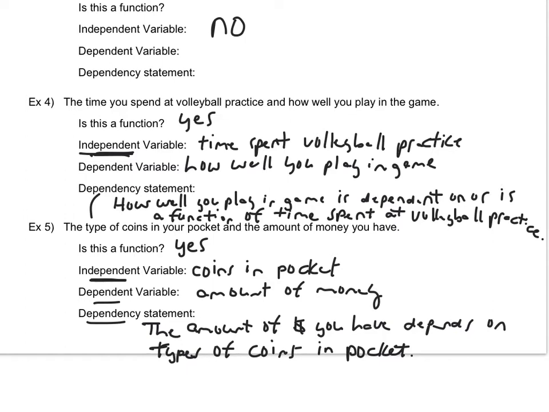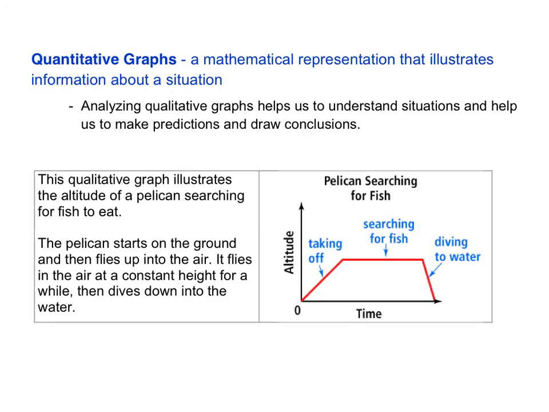So your job is to be able to understand what is an independent variable and what is a dependent variable when we see these statements. All right, let's move on. Okay, the next concept we'll cover in this lesson is quantitative graphs. So write this down, quantitative graphs. A quantitative graph is a mathematical representation that illustrates information about a situation. Analyzing these graphs helps us to understand situations and helps us to make predictions and draw conclusions.